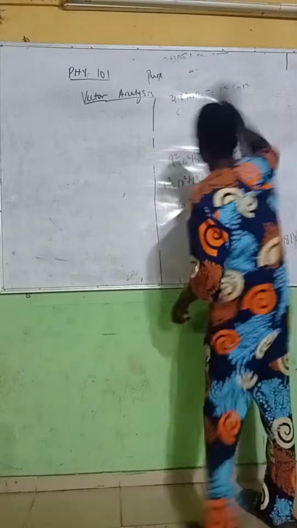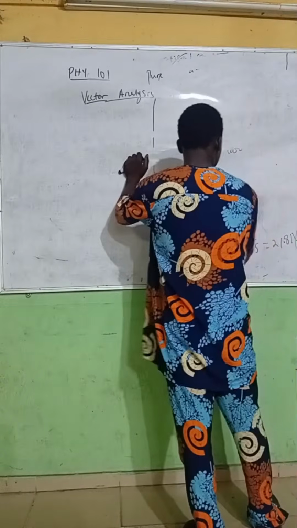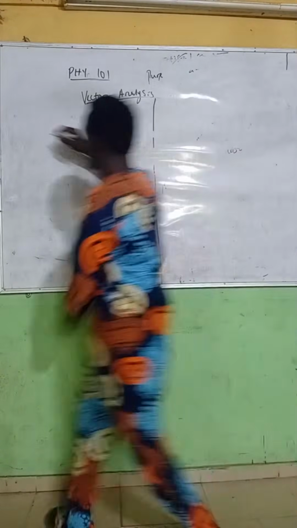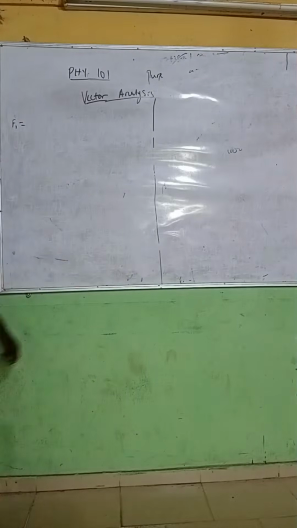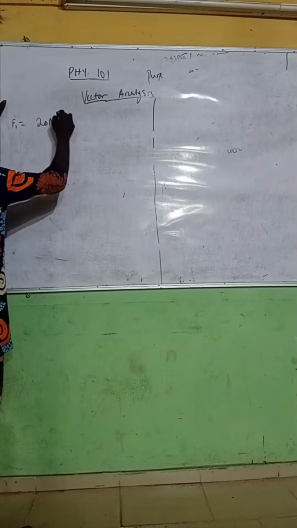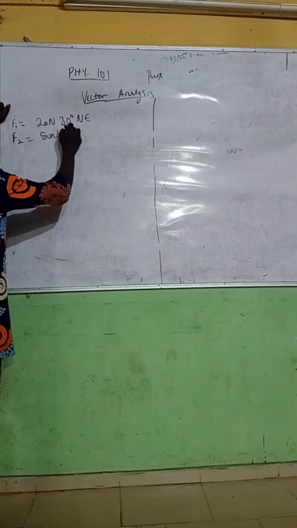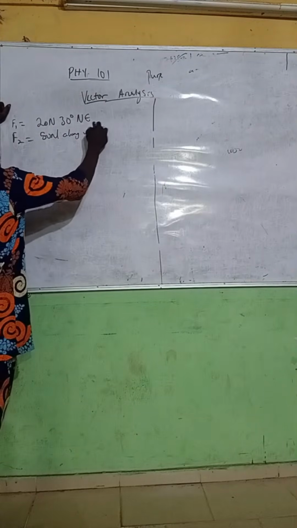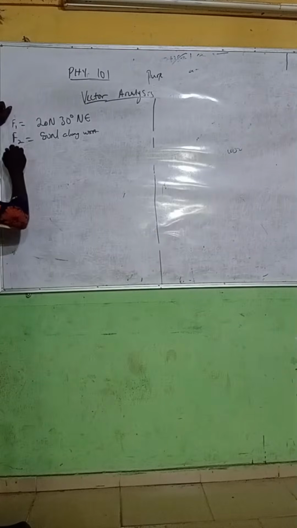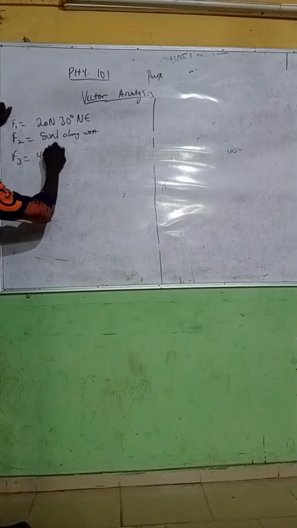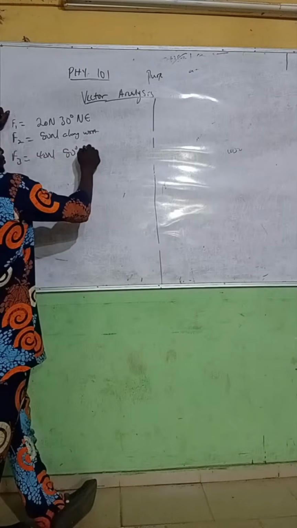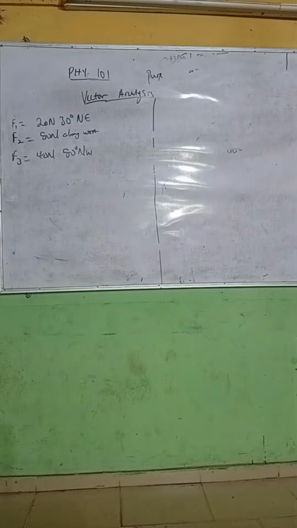If three forces F1 is equal to 20 Newton, 30 degrees northeast. F2, 50 Newton along west. F3, 40 Newton, 50 degrees northwest, acting on the body. Find the resultant in magnitude and direction.